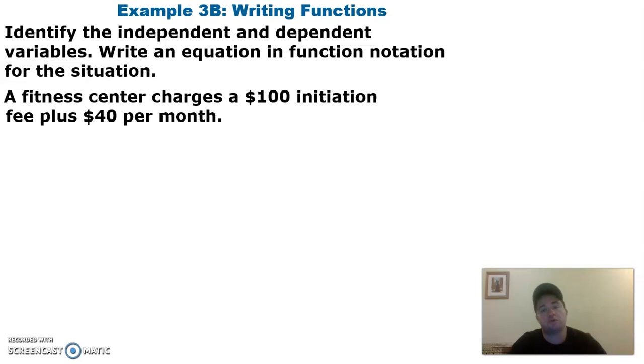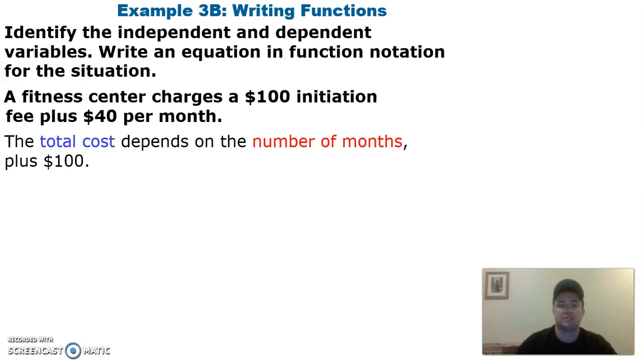So in the real world, when you join something, you don't join for free. Some places you do, a lot of places you don't. You have to pay a joining fee or a starting cost. So that means even if I don't go to the gym at all, even if I buy a membership and I never go, I still have to pay a fee. If I buy a membership at month 0, before I've even gone to the gym, I pay a fee. That's your initiation fee. Different than your monthly fee.